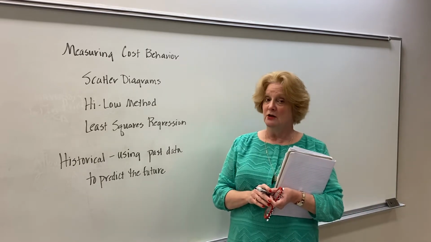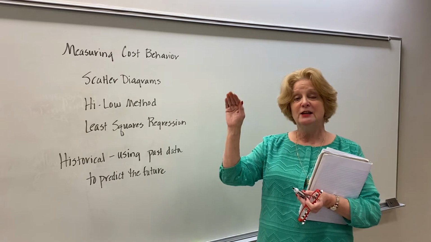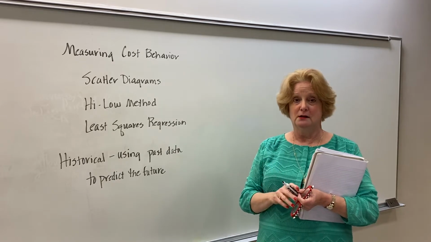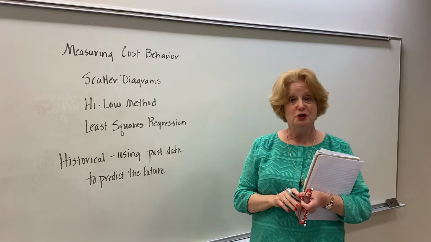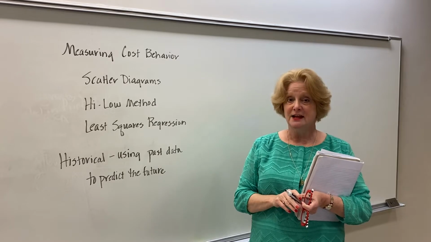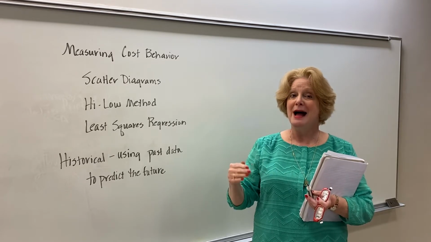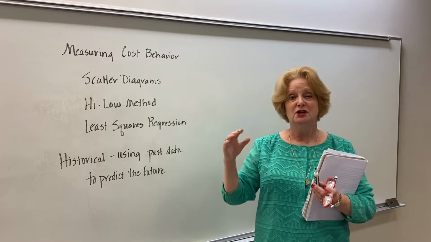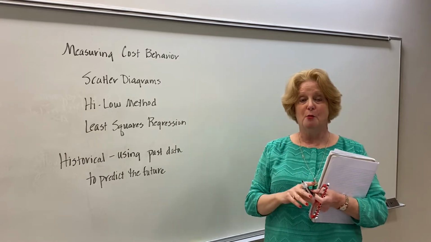Variable cost, on the other hand, changes every time that you make another unit, but the variable cost per unit stays the same. So the cost to make one bicycle does not change. It changes because you make multiple bicycles.